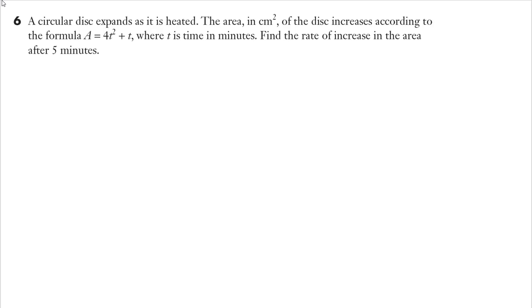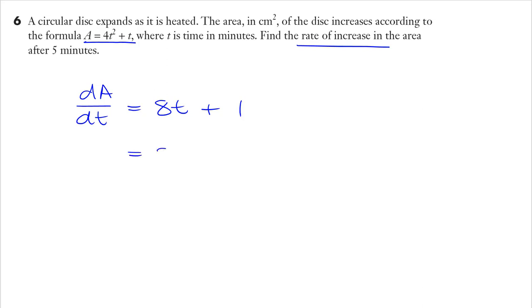On to question 6. A circular disc is expanding when it's heated, so it's potentially made out of metal. The area in centimetres squared of the disc increases according to this function, A equals 4t squared plus t. Find the rate of increase of the area after 5 minutes. So we're going to get the rate by getting the derivative, and that'll be 8t plus 1.